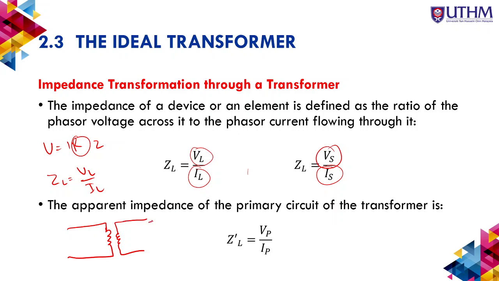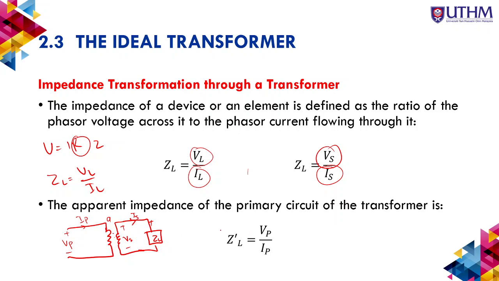Okay, so this is the transformer. This has a load, so this is ZL. This is IS, and this is plus minus VS. And this is VP, IP. Okay, so this is the turn ratio, a, somewhere here. So they transfer the Z to the primary side.